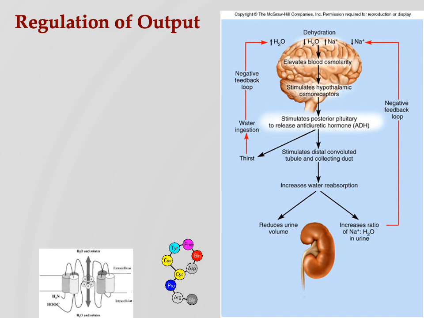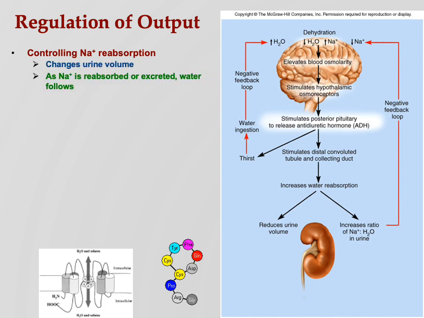So regulating output, how do we regulate output of water? Well, controlling sodium reabsorption is a big way. It changes the urine volume. As sodium is reabsorbed or excreted, water follows. So we're basically talking here about aldosterone, right? As we pull sodium in, we pull water in, all right? That's how we control the output. In other words, that will cause us to output less water. We're pulling it from the filtrate back into the blood. That's what aldosterone is doing. By causing you to save sodium, you save water as well, because water follows solutes, okay?